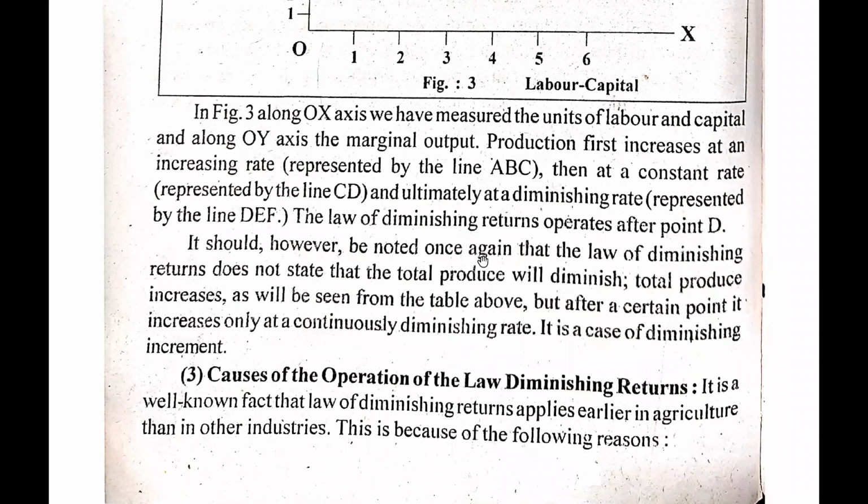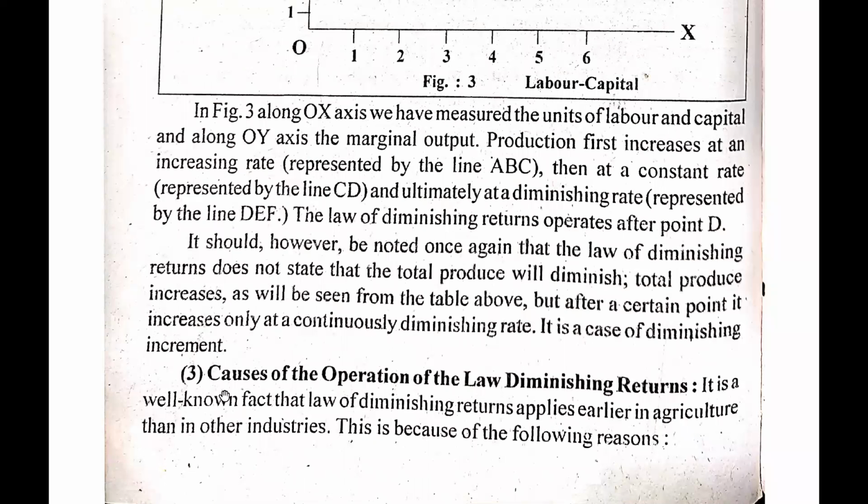It should, however, be noted once again, the law of diminishing returns does not state that the total produce will diminish. Total produce increases, as will be seen from the table above. After a certain point, it increases only at a continuously diminishing rate. It is a case of diminishing increment. And guys, we will also see the third point, causes of the operation of the law of diminishing returns.